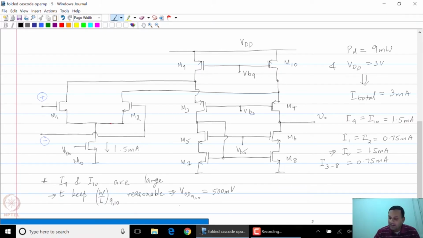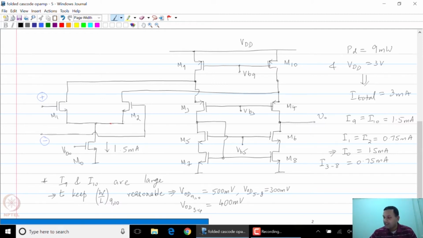We are now going to say that VOD 9 and VOD 3 and 4 is 400 millivolts. Because these are part of the cascode path, common gate path, we are going to give it slightly higher overdrive. M5 to M8 are purely having a current mirror action, so we are going to give them 300 millivolts each.